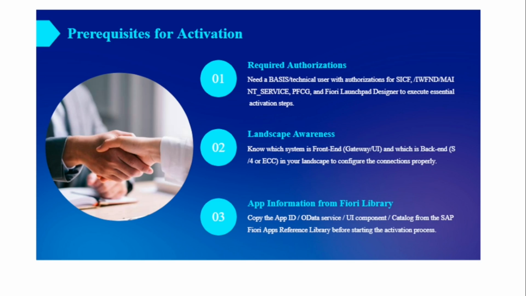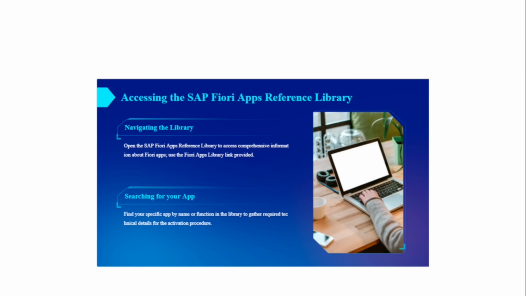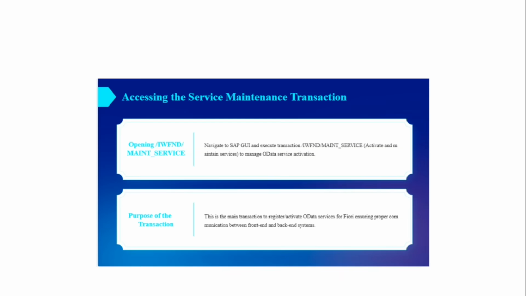So we will practically do the accessing of the service maintenance transaction. IWFND_MAINT_SERVICE is the transaction code which we will use for the activation and managing of the OData services. The purpose of this transaction, the main transaction, is to register and activate. So let's move straight to the system and see how we can do activation of SAP Fiori in a blink of an eye.